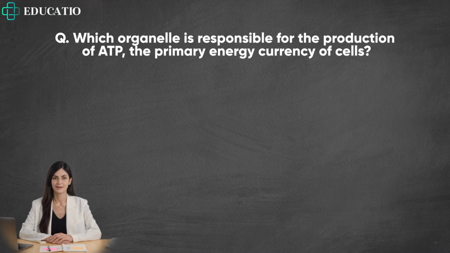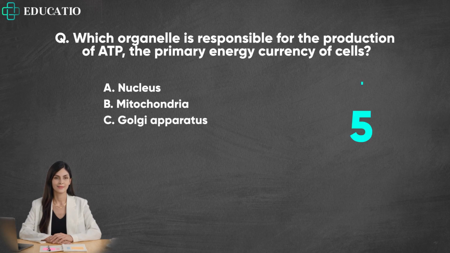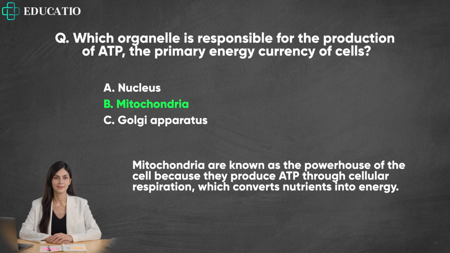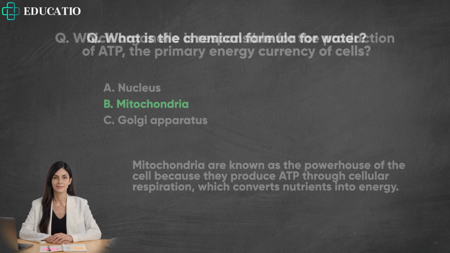Question: which organelle is responsible for the production of ATP, the primary energy currency of cells? A. Nucleus. B. Mitochondria. C. Golgi apparatus. Answer: B. Mitochondria. Explanation: mitochondria are known as the powerhouse of the cell because they produce ATP through cellular respiration, which converts nutrients into energy.